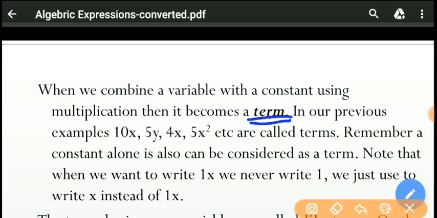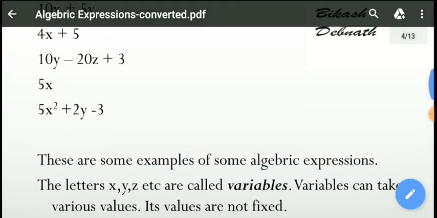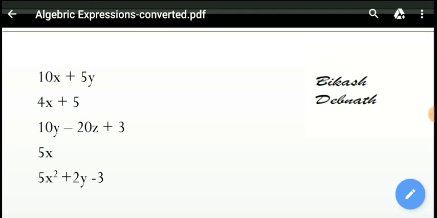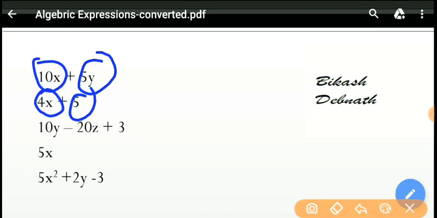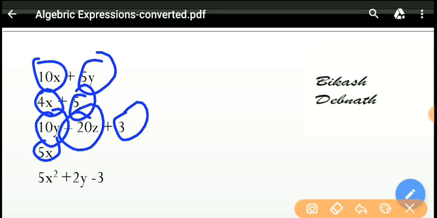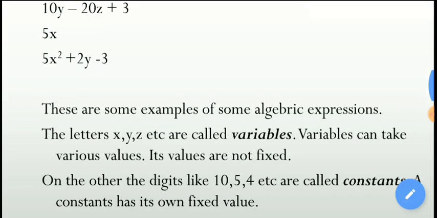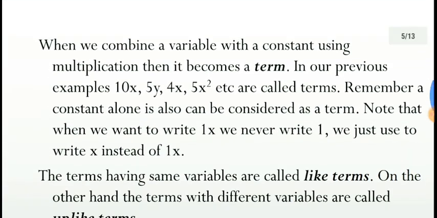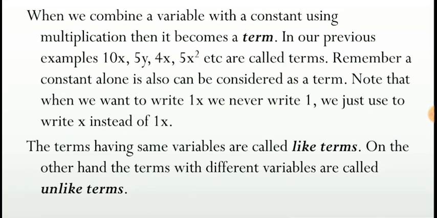In our previous examples, let us go back. In these examples, 10x, 5y, 4x, 5, 10y minus 20z plus 3, 5x squared plus 2y minus 3, all are terms. In our previous examples, 10x, 5y, 4x, 5x squared, etc. are called terms. Remember, a constant alone can also be considered a term. Remember, a constant term, say 5.